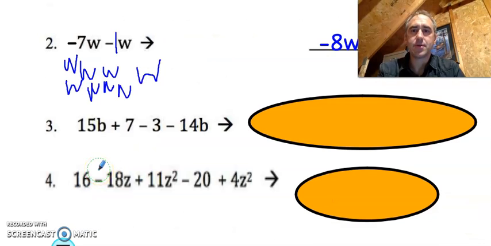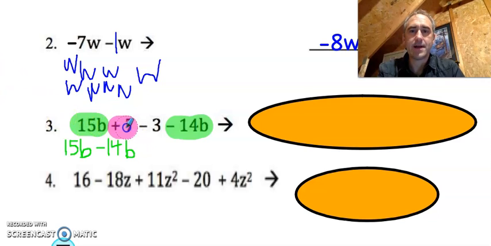Now let's look at number 3. We've got b's and numbers that don't have b's. B's are different than no b's, so first let's label the b's. I have a positive 15b and a negative 14b, so I'm going to rewrite those together. And next I have a positive 7 and a negative 3, so I'll write those together.